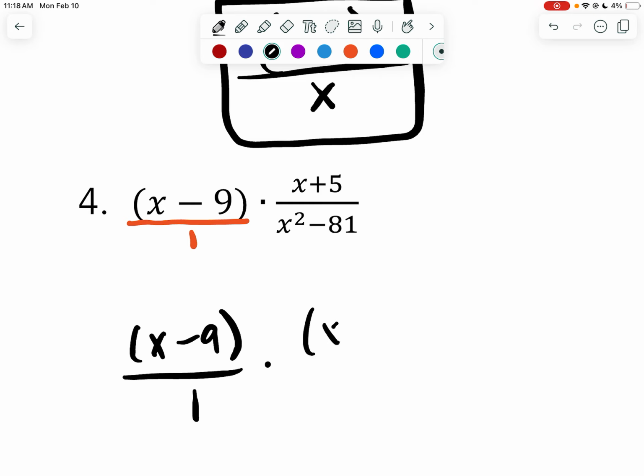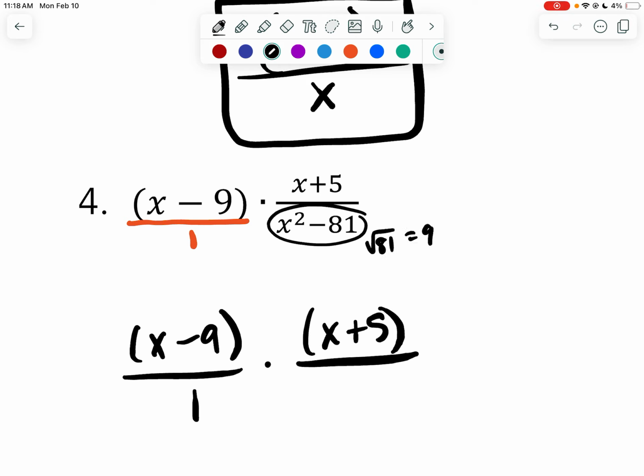And I can't do anything with x plus 5 either. But the bottom part, that I can do difference of squares. Square root of 81 is 9. So that's x plus 9, x minus 9. Okay, just make it one big fraction.